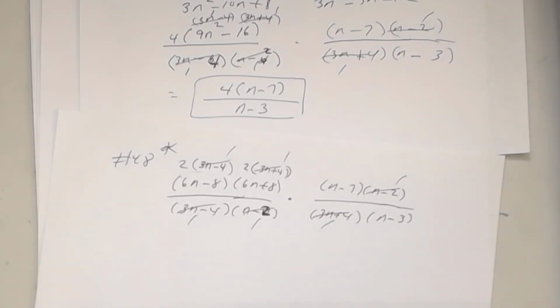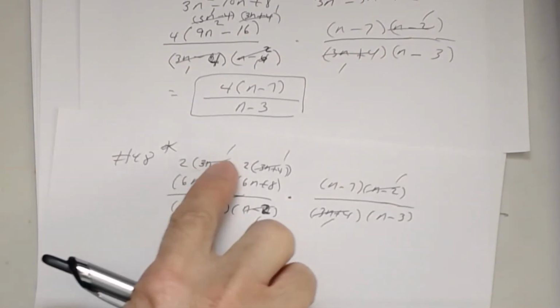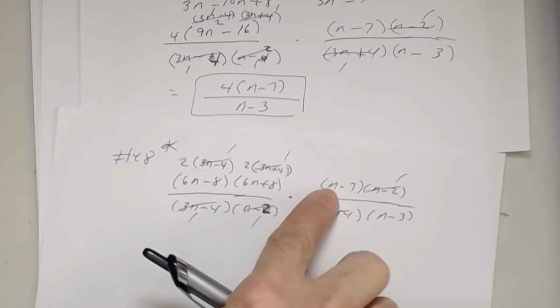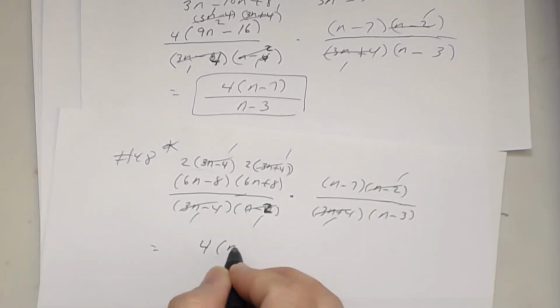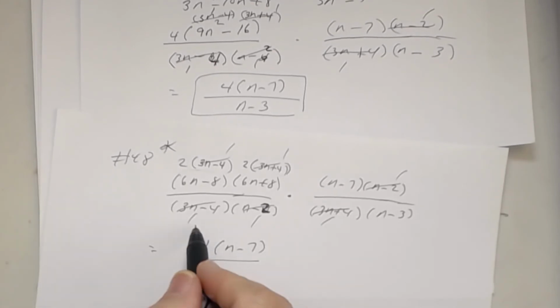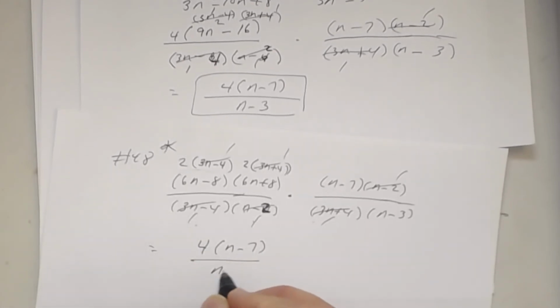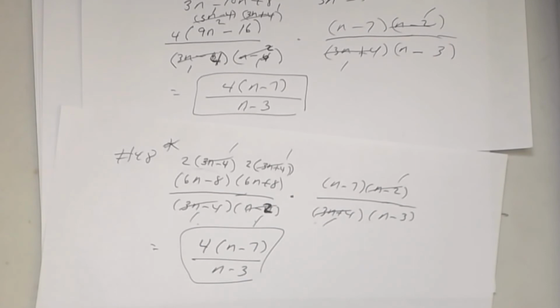And so then your answer would be 2 times 1 times 2 times 1 times n minus 7 times 1 is 4 times n minus 7. 1 times 1 times 1 times n minus 3 is n minus 3. So that's what you have to do. Okay? It's always best to do the GCF at the beginning. That's 48.